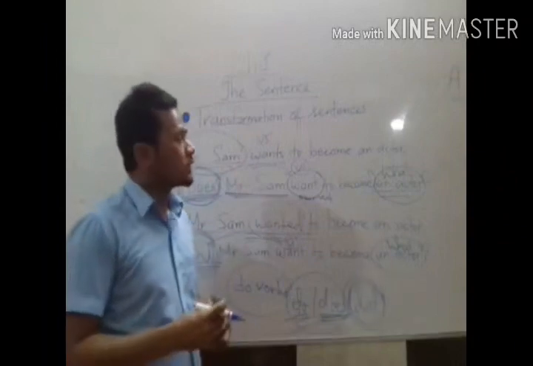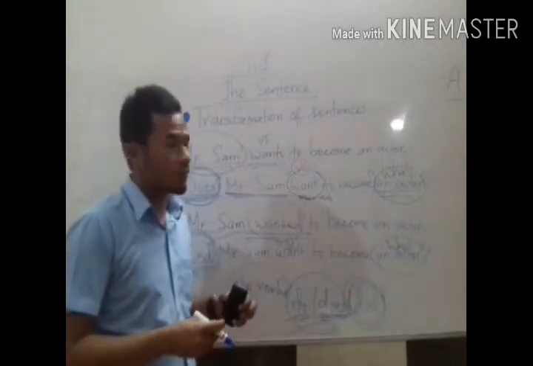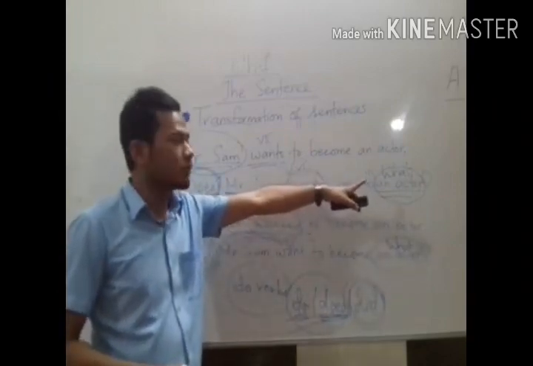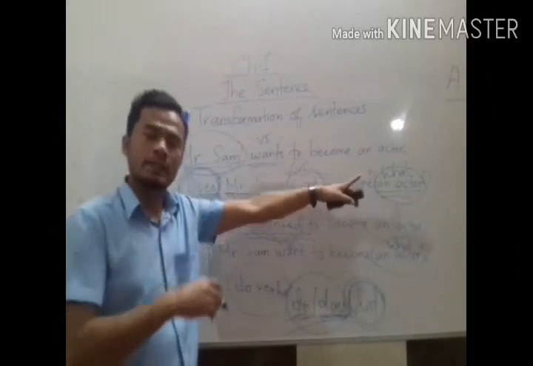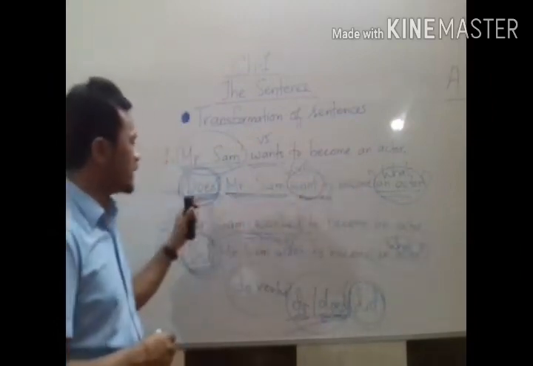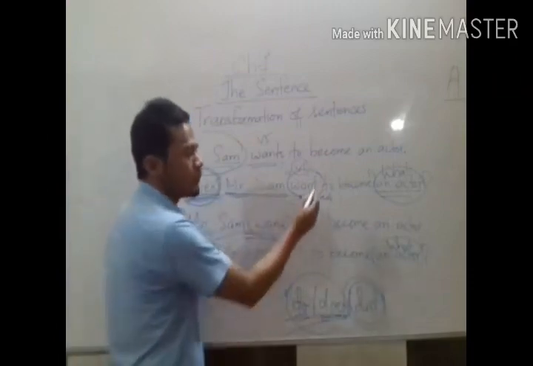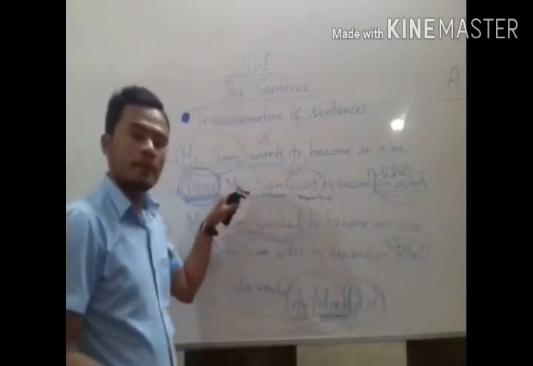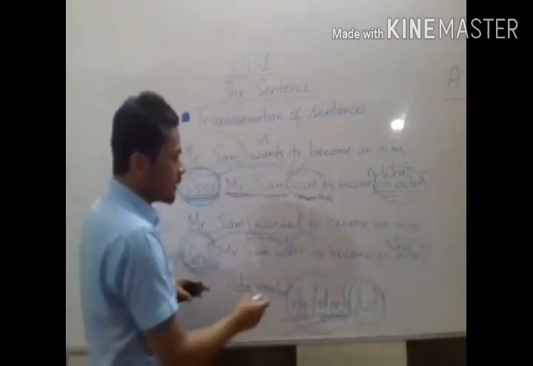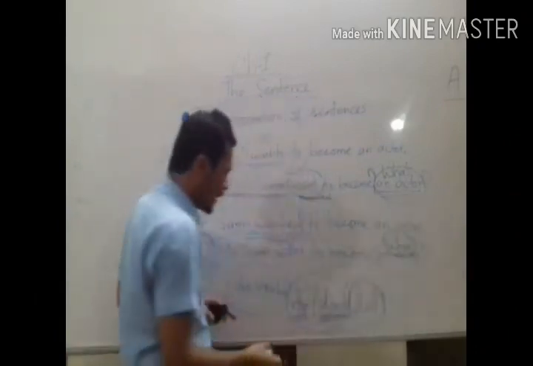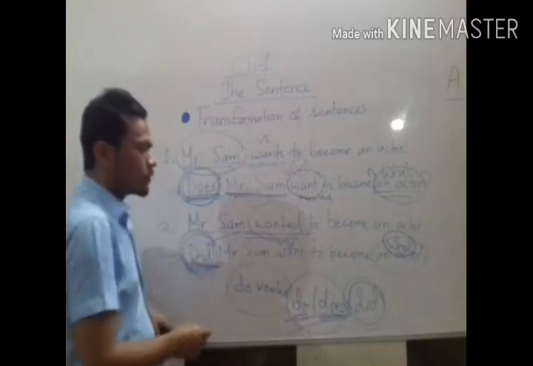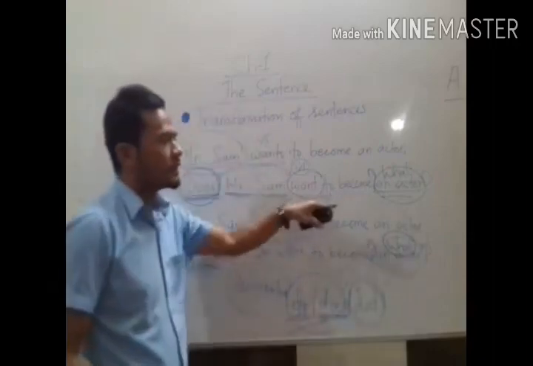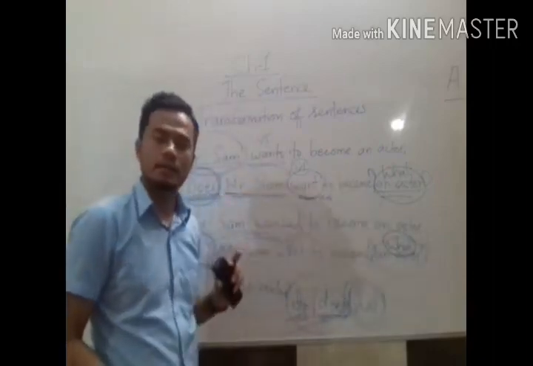So after WH words, we again have to use the helping verb. So here the helping verb we have already found, does. So we have found the WH word also. So the same as we did in the previous sentence, we have to use what does Mr. Sam want to become. So what does Mr. Sam want to become is the WH question. In the same way, what did Mr. Sam want to become? So both the answers are an actor.